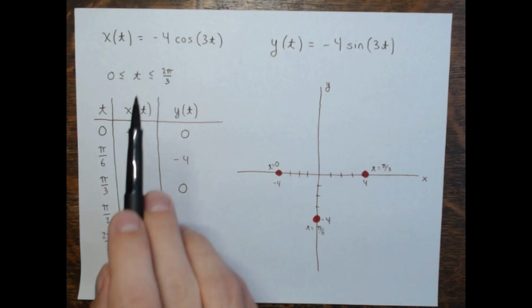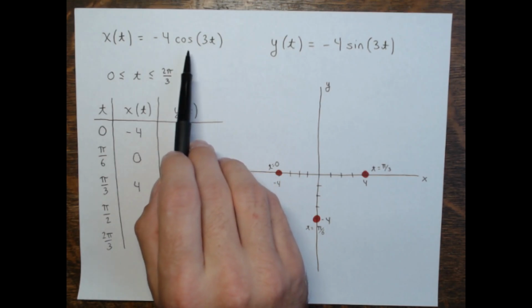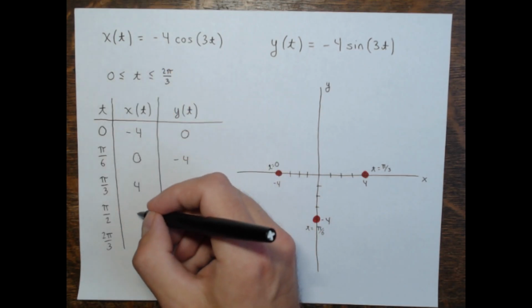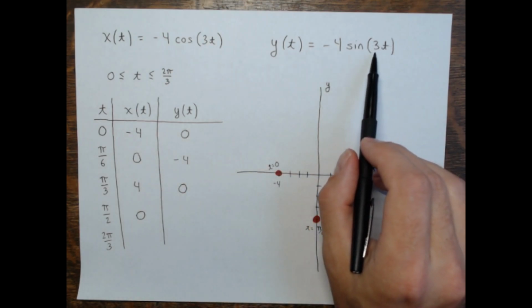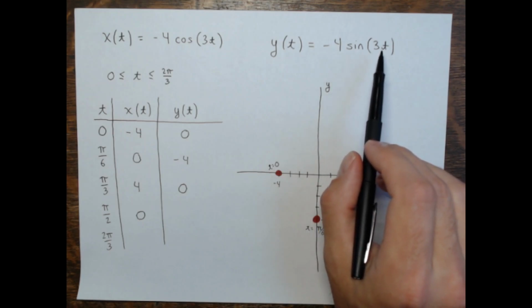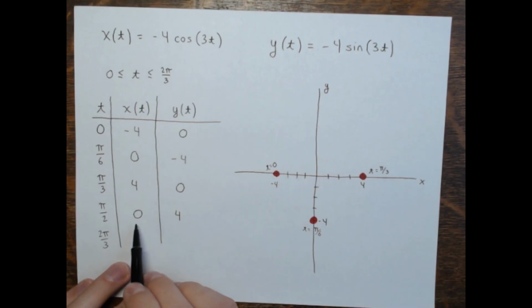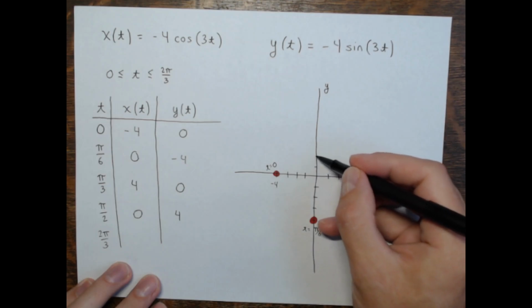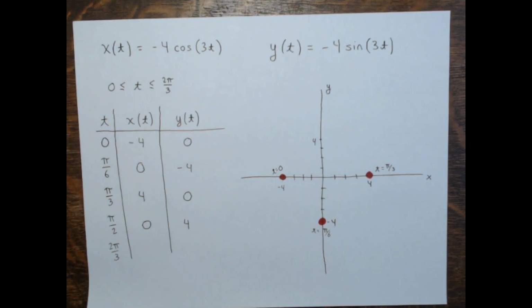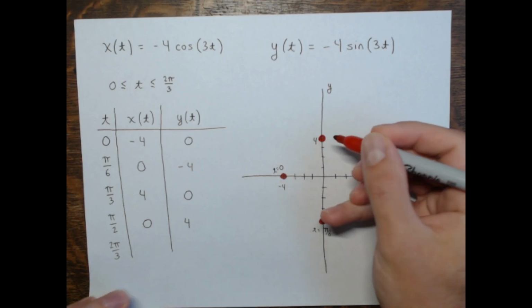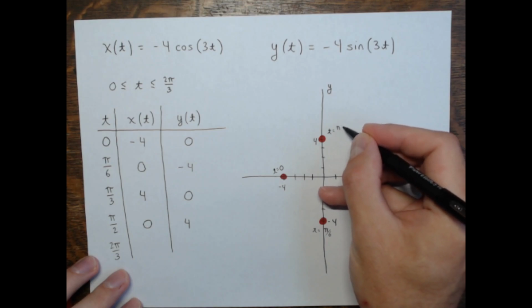Pi over 2 for t. And the cosine of 3 pi over 2 is 0 times -4 would be 0. And the sine of 3 pi over 2 was -1 times -4 would be +4. So I'm at this location with an x value of 0 and a y value of +4. Oops, sorry about that. So this location here, 0, 4. This is when t equals pi over 2.